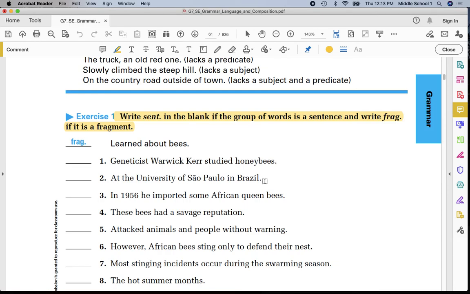Tomorrow, Thursday, we will continue our study by reviewing sentences, simple subjects, simple predicates, and how we can have them combined to form compound sentences.